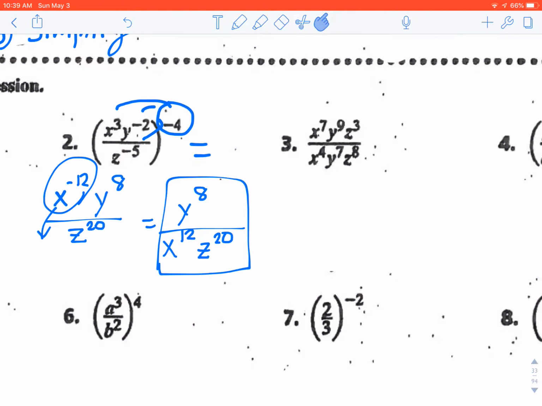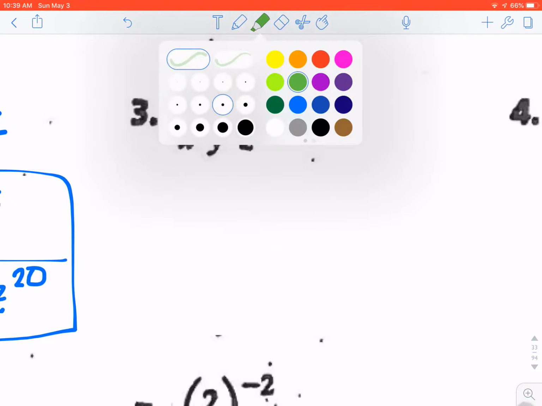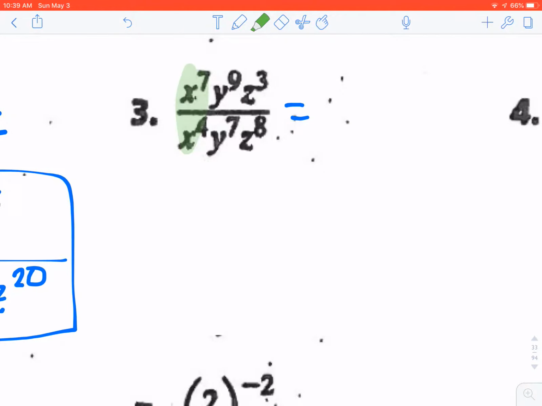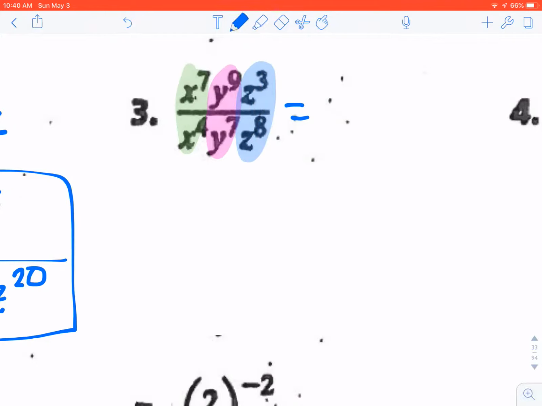Okay, number three. All right, so step one, look and see if there's parentheses. There's not. Step two, look and see if there's any negative exponents to move. There's not. Okay, so we go to step three, simplify. So to simplify this, we have the bases of x repeating, bases of y's are repeating, and the base of z. So now you just need to be careful with where you're putting each of these. When you divide same base, subtract exponents, keep it where the bigger exponent is.